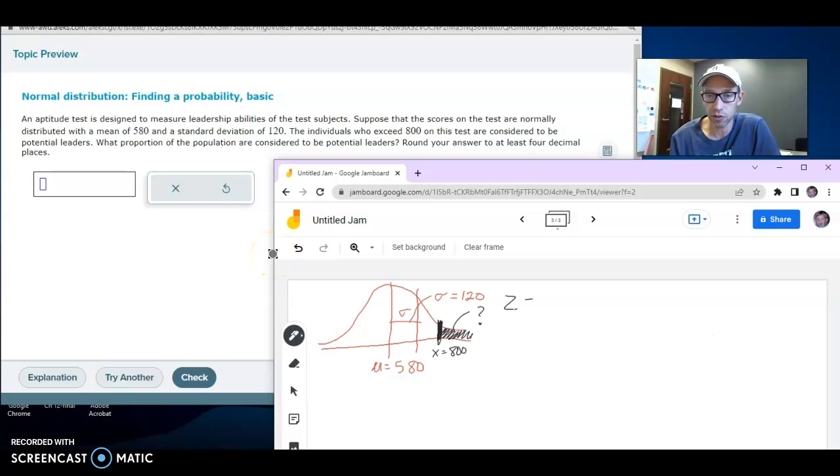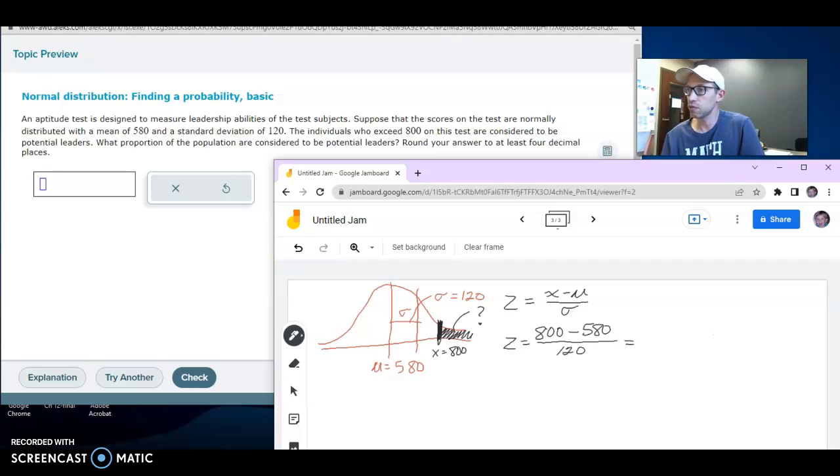So here we're going to use our formula we'll be using a lot. And we have the x value, so let's put that in. 800, we know our mean is 580, and our standard deviation is 120. So if we solve this, let me do it real quick over here to double check, we should get 220 divided by 120, which will be 1.8333. Let's carry four decimal places. Okay, now we're ready to go to the calculator.